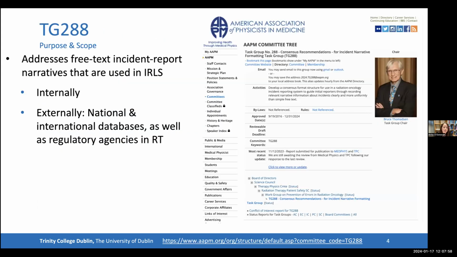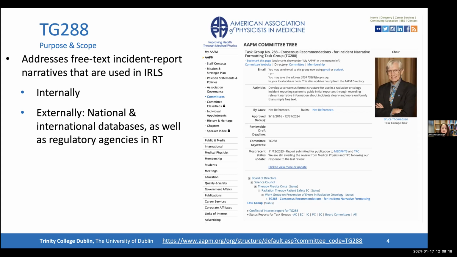So first of all, the purpose and the scope of the group. As I mentioned, the group has been chaired by Professor Bruce Tomlinson, and it was convened to address the free text incident reporting narratives that are included in incident reporting and learning systems.